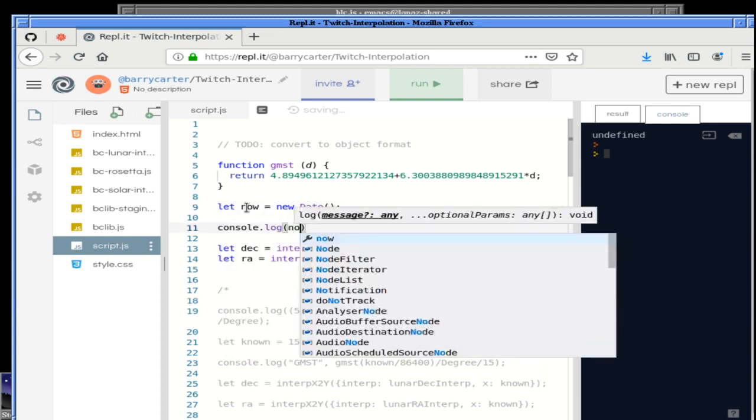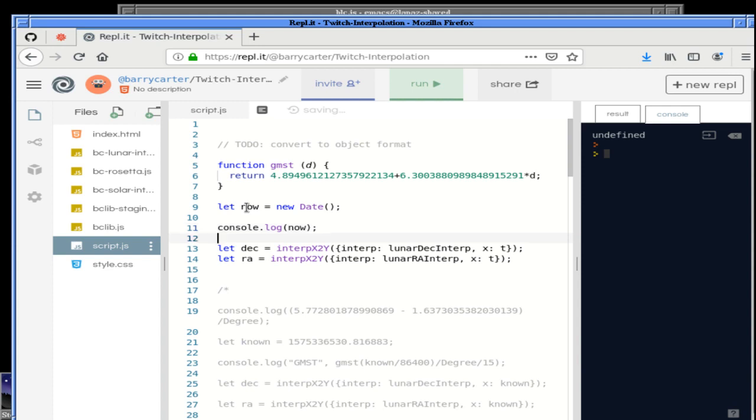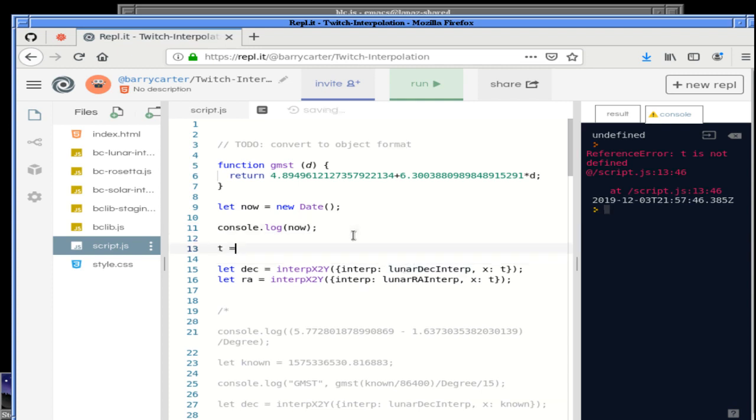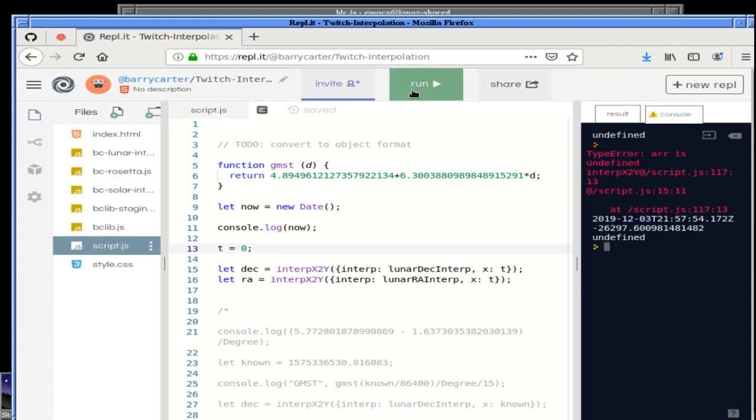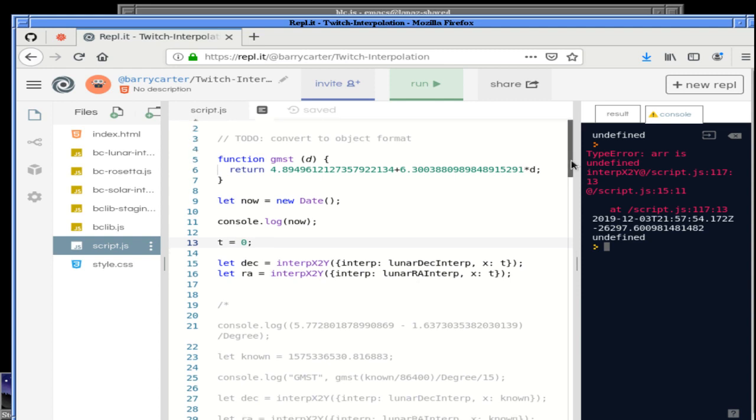And then we should be able to convert it to Unix seconds. And this, by the way, notice that it's going to keep changing as we run it. T is not defined. Well, you know what? You are correct. We'll fix that. Array is not defined. Where the hell am I using that? Line 117.